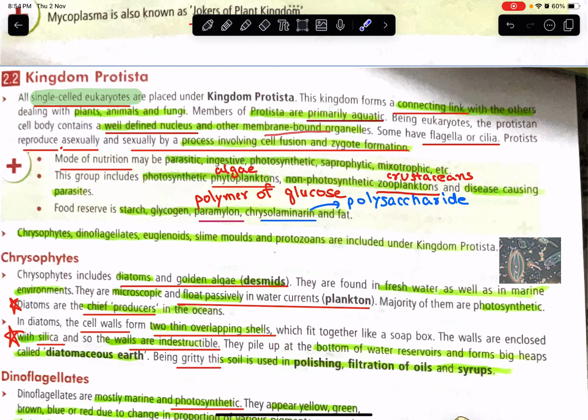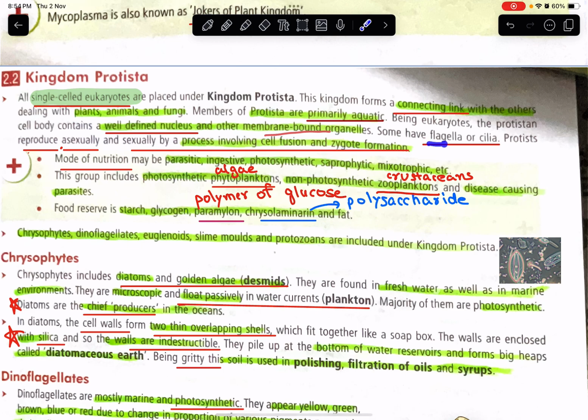The protist cell body contains a well-defined nucleus, as I have already stated. It has a well-defined nucleus, that's why it is a eukaryote. And its other organelles are membrane bound. Whereas monerans, if you remember, do not possess membrane bound organelles. So Protista has membrane bound organelles and a membrane bound nucleus also.